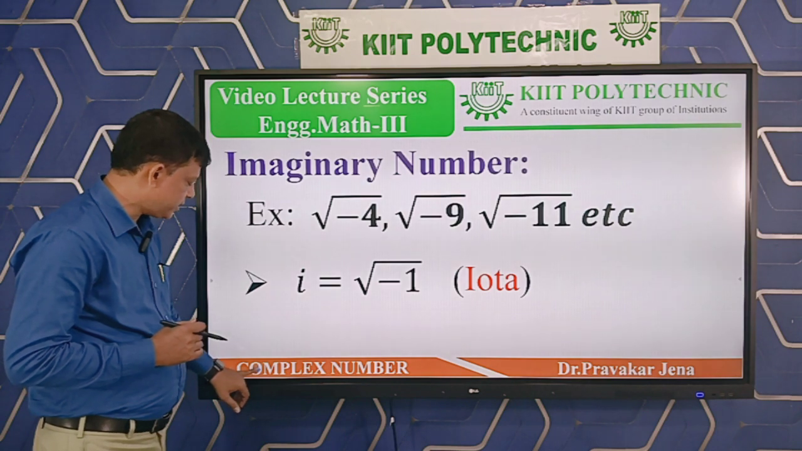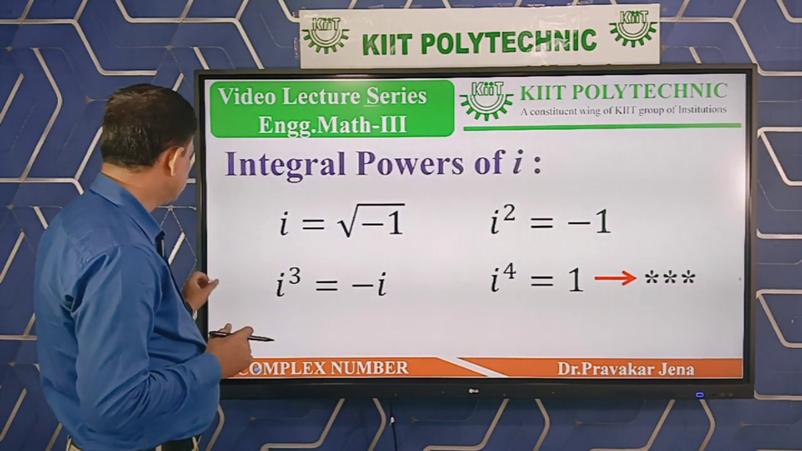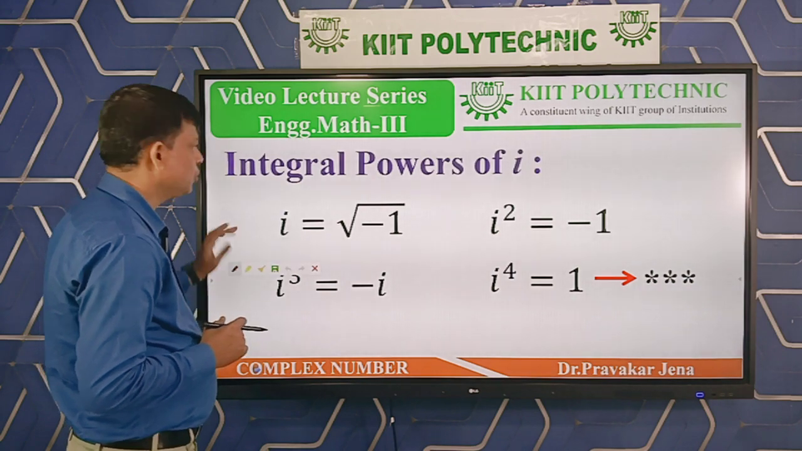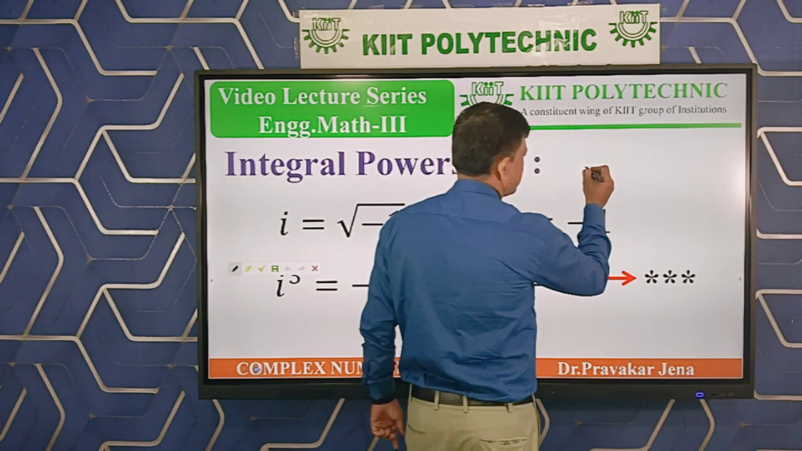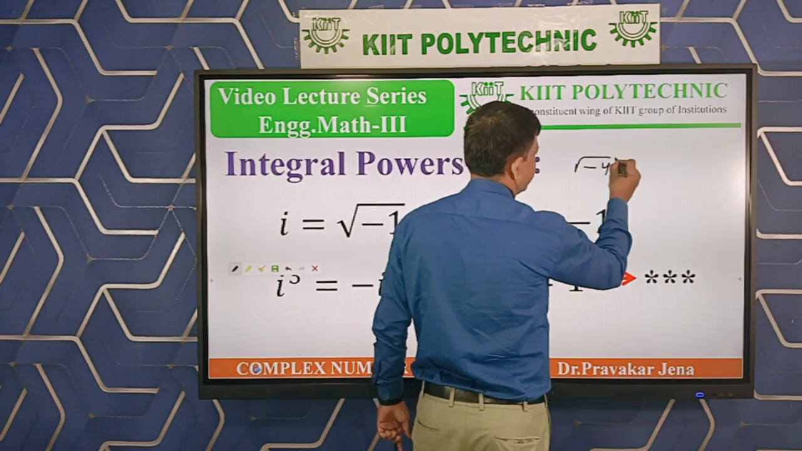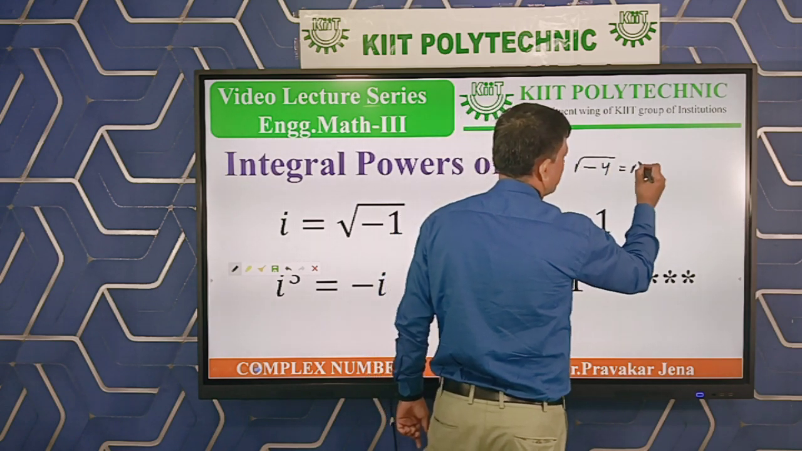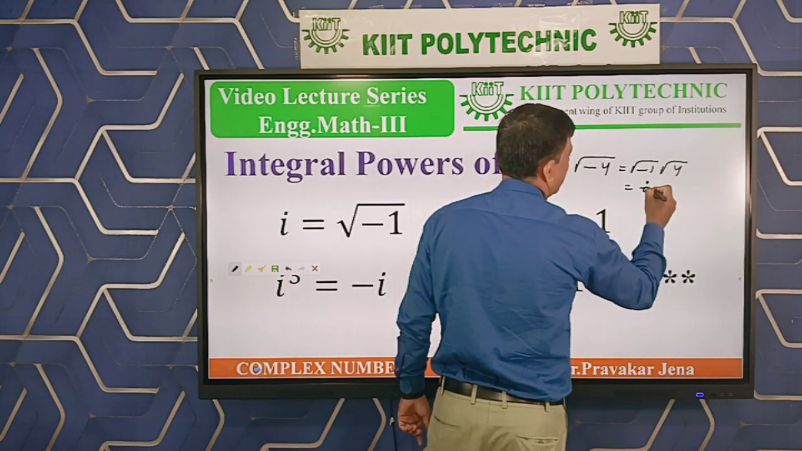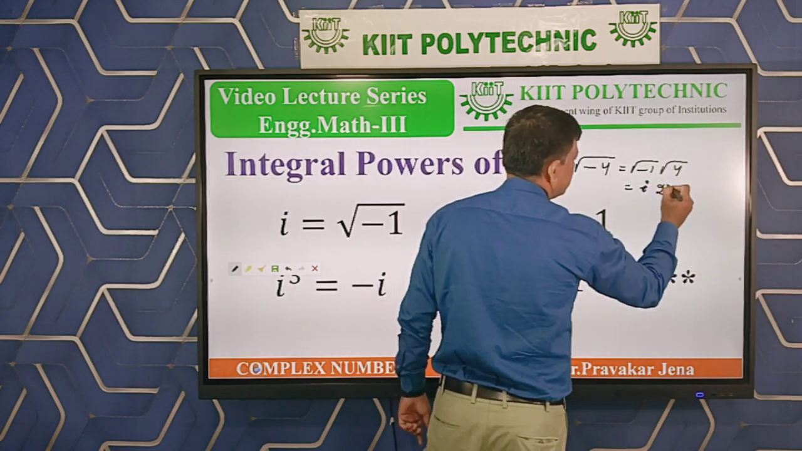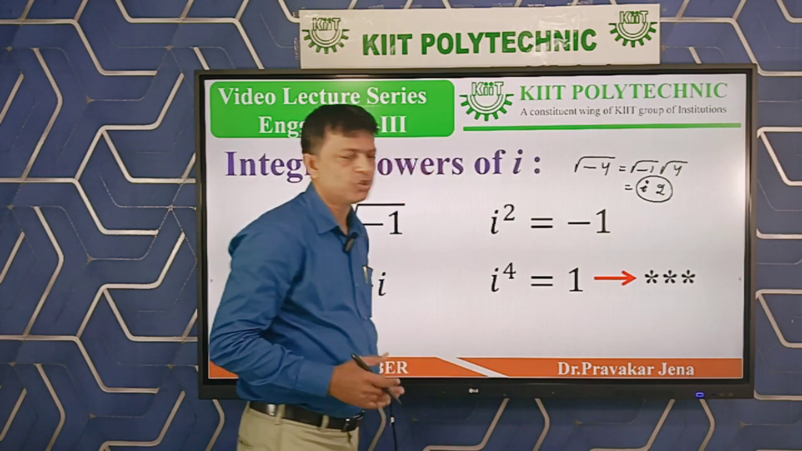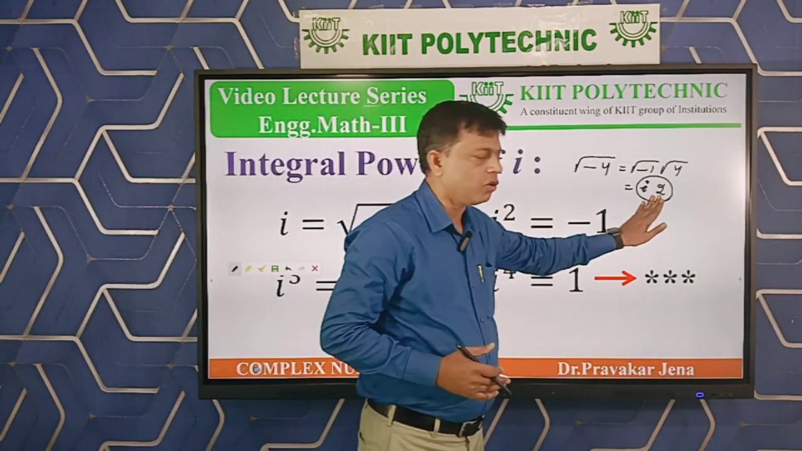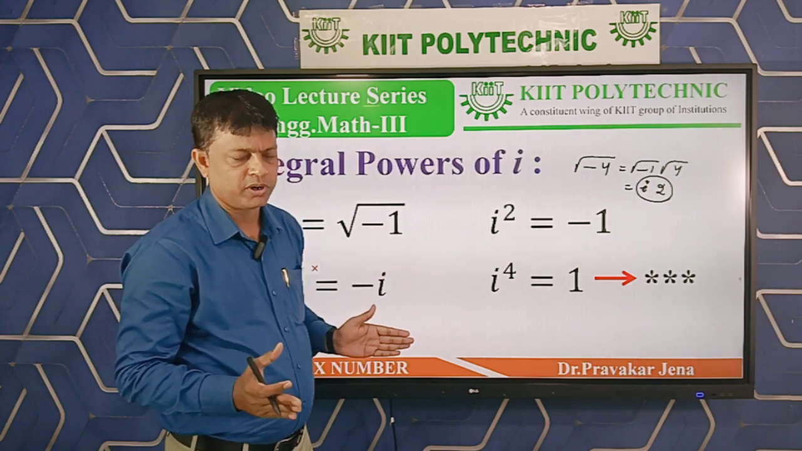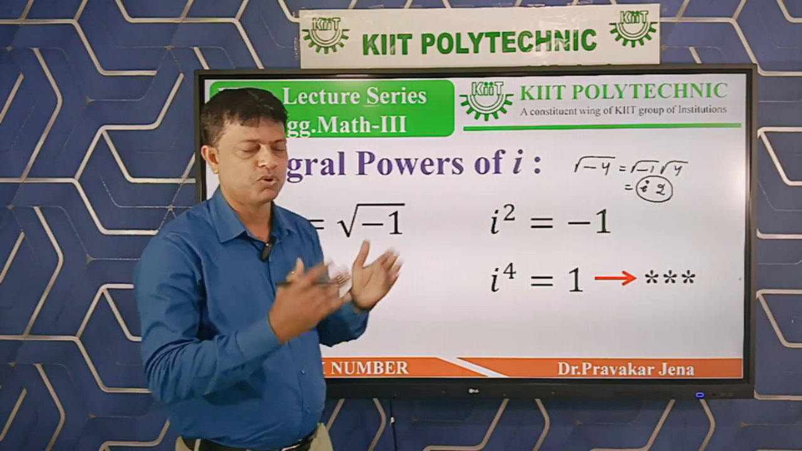Now we'll go for the next: how to represent the root of a negative number. Suppose root of -4 is present. Now we can write it as root of -1 and root of 4, that is i and 2. So we take this in positive form, so 2i. This 2i is also one imaginary number. And similarly we can write root of -7, root of -9, root of -16.